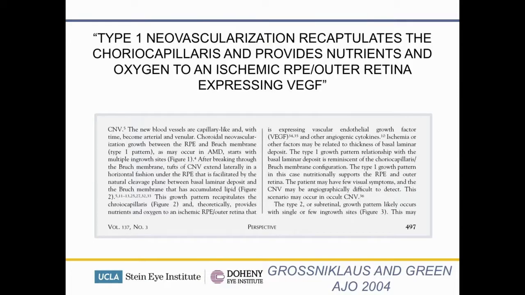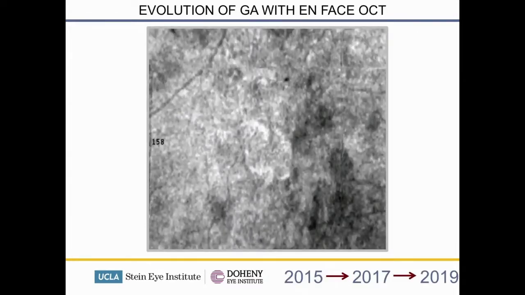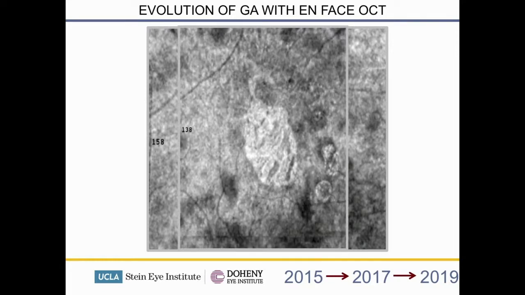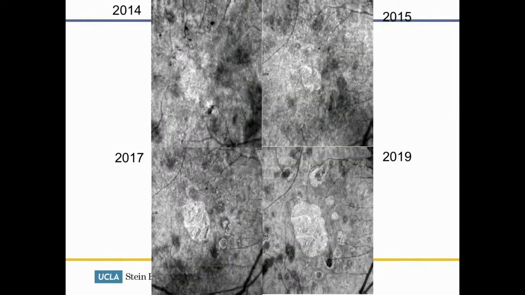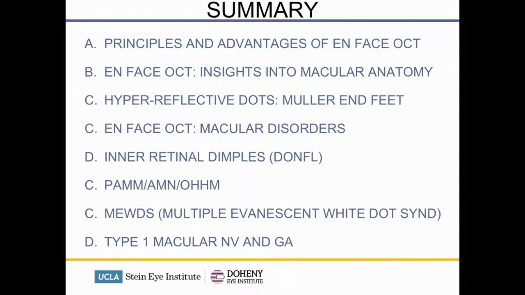This is a concept that was initially posited by Grosvenor, Klaus, and Green, in this paper in which they indicated that the neovascular lesion may be recapitulating the choriocapillaris and protecting the overlying RPE and photoreceptors. En-face OCT can also be used to quantitate areas of atrophy in AMD and other disorders and can be a very useful, practical, quantitative tool, as you can see in this particular patient over time.